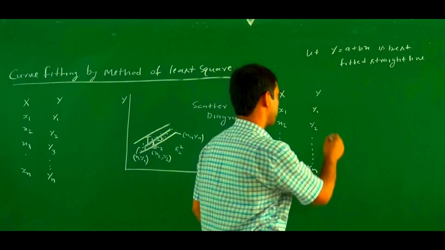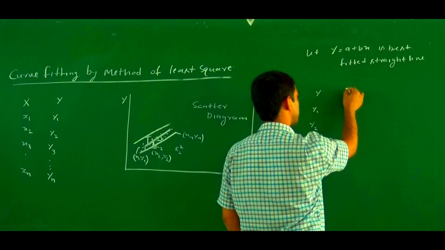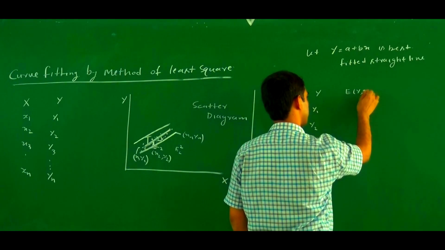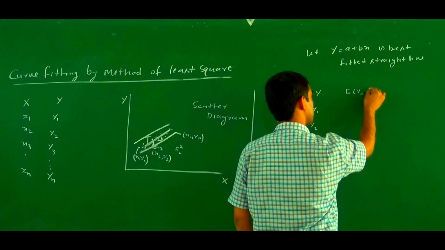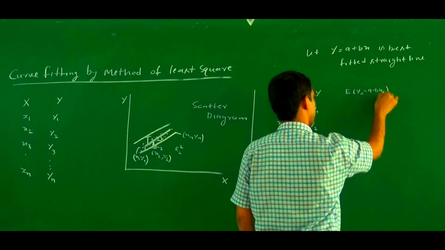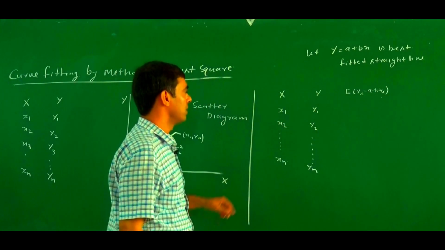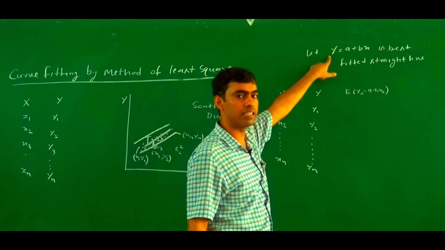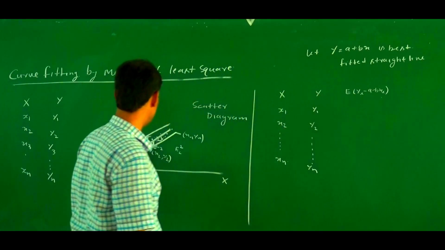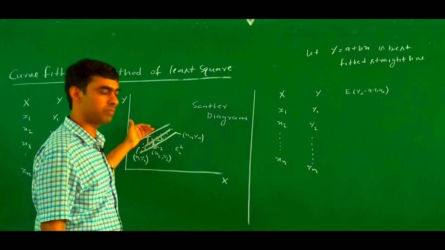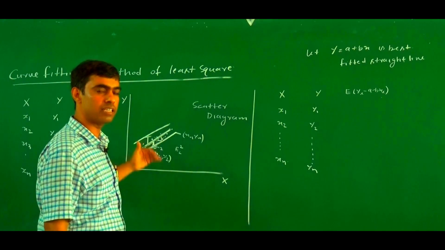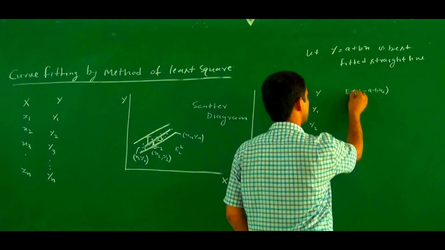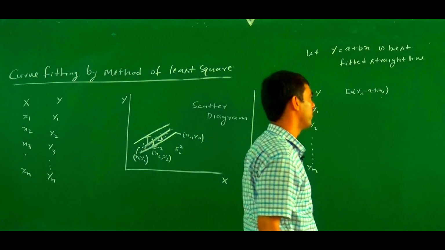So how do we find this? If y equals a plus bx is the best fitted straight line, suppose e is the difference between yi minus a minus bxi. What is the meaning of this? If this is the best fitted straight line, then if a point lies on this straight line, the difference becomes 0. If the point lies above the straight line, then there is a positive difference. If the point lies below the straight line, then the difference is negative. So e equals yi minus a minus bxi.